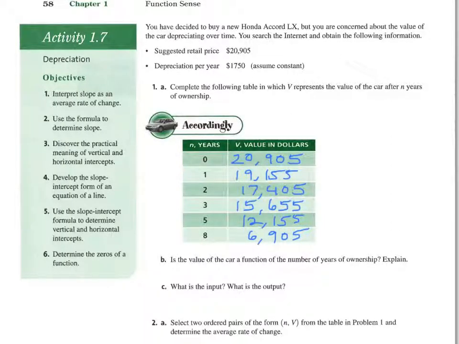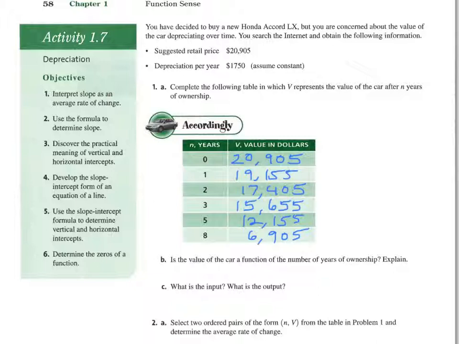Hi everyone. So this is activity 1.7. In this activity, we're going to learn about, in the last activity, 1.6, you learned about finding the average rate of change. And then this one we're going to start talking specifically about linear functions, what their intercepts mean, what it means for their slope, and how to find zeros of linear functions.